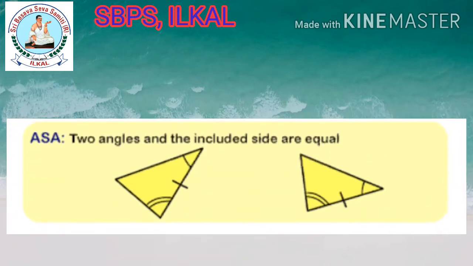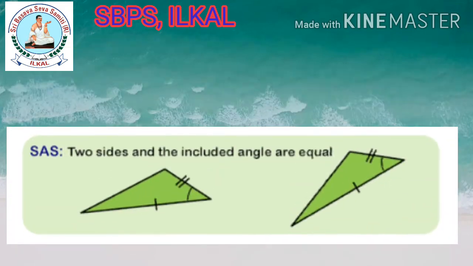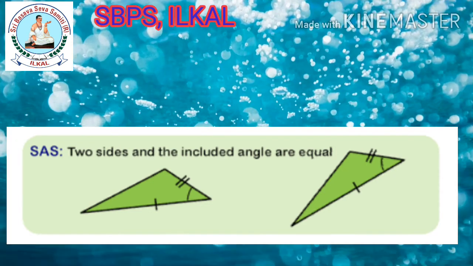The second congruence rule is ASA, which means angle, side, angle. We are going to compare two triangles. Two angles and the included side are equal. If two angles and the included side are equal, we can say that both the triangles are congruent. Third one, SAS. Side, angle, side. Two sides and the included angle are equal. While comparing two triangles, if two sides and the included angle are equal, you can say that both the triangles are congruent.